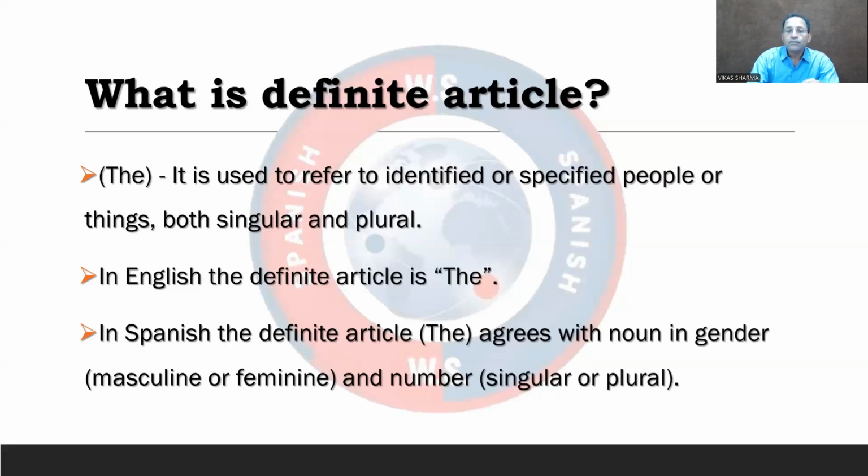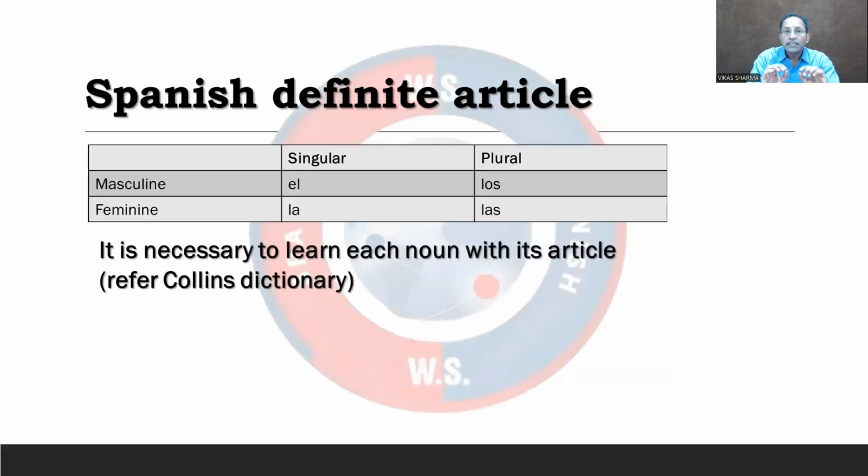Okay, let's move on. In Spanish, the definite article for singular masculine is el. So before every noun, if you use el, it means that it is singular masculine. If you use la, that means the noun is singular feminine. Again, if you use el before any noun, it shows it is masculine singular. If you use la before any noun, it shows it is feminine singular.